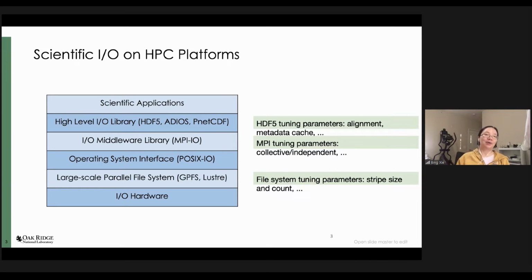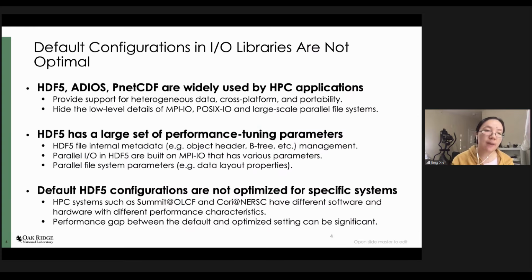And MPI/IO will call the operating system level interfaces like POSIX/IO and will communicate with the underlying file systems managed by large-scale parallel file system software like GPFS and Lustre, and eventually read and write the data at the I/O hardware level. So if you look at the full stack of the I/O middleware, you can see that there are multiple layers. Each layer has several tuning parameters. It is a very large tuning space.